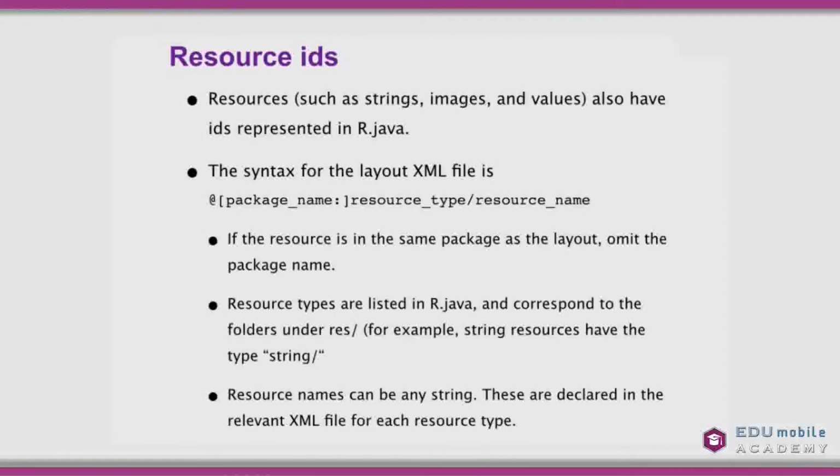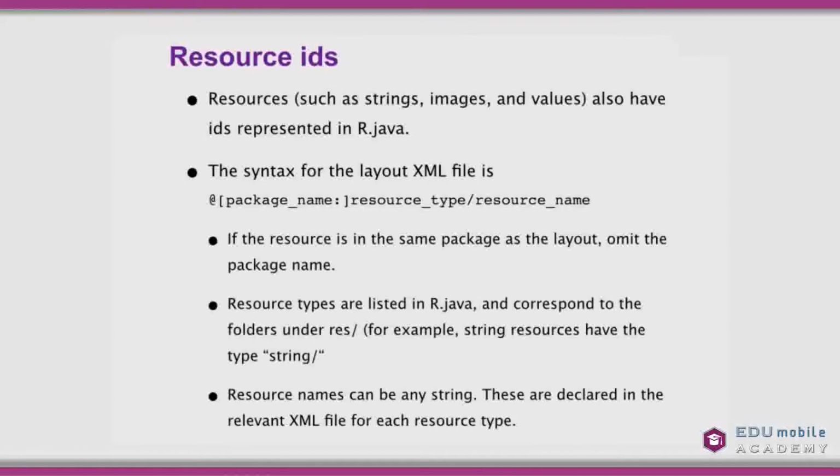Now, other things have IDs as well. Resources have IDs. Resources are things like images and strings and values that we want to provide in XML files and then access either in our layout or directly in our code. These are also listed in R.java. So in the layout XML file, to get to a resource ID, we use @ and then the package name only if it's in a different package, and then the resource type and the name of the resource.